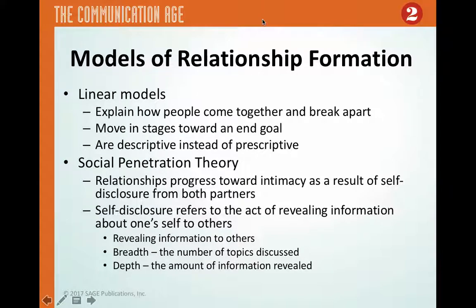So there's different models of relationship formation. We'll focus on two. There's linear models and the social penetration theory type model. Linear models explain how people come together and break apart. It goes basically in stages. Step one, this happens. Step two, this happens. Step three, this happens. And then boom, ultimately the goal of having a relationship is there. And it's kind of descriptive instead of prescriptive. It doesn't say this is exactly how it works, but more than anything, it tries to describe how relationship formation takes place.